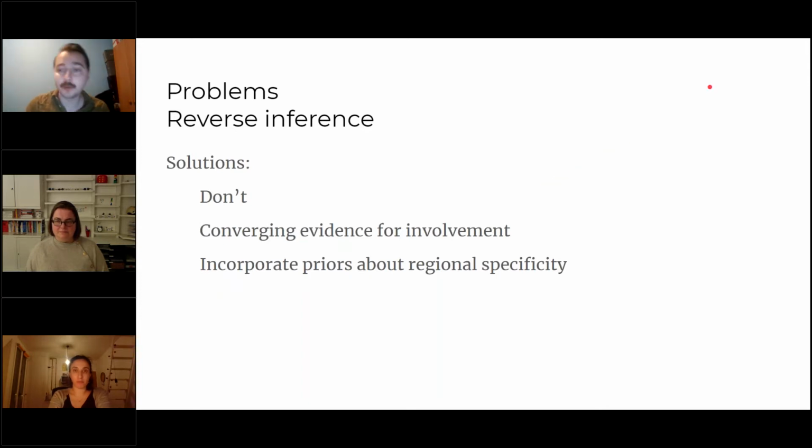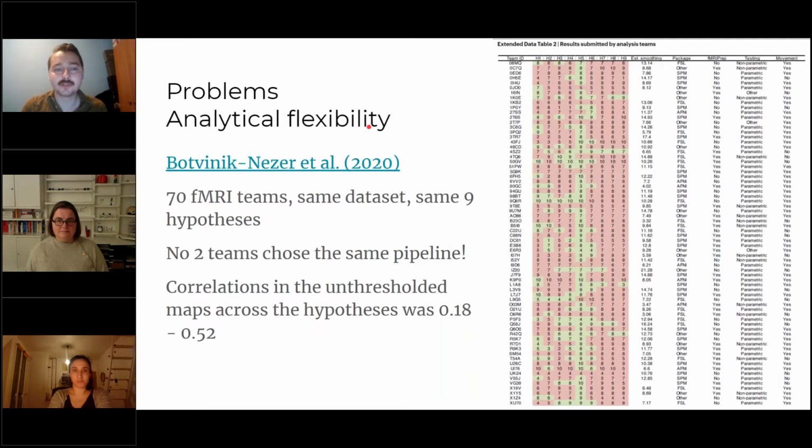And the final problem that I wanted to talk about is related to the analytical flexibility of fMRI. So I already emphasized that the way we get to the pretty images is through a pretty complex pipeline of statistics and individual choices that researchers have to make. And this can be problematic.